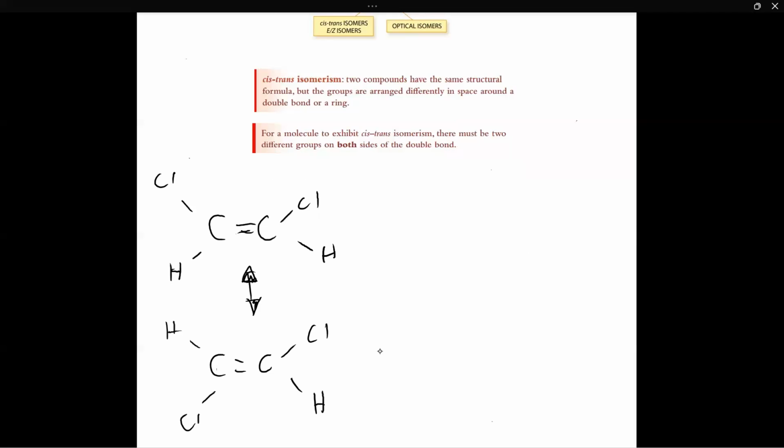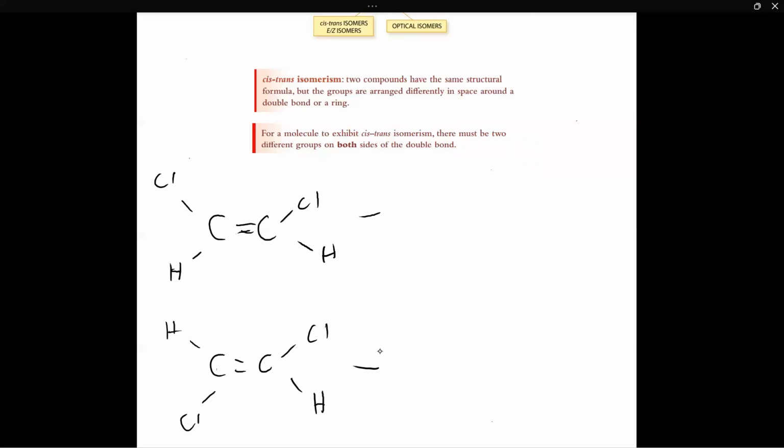Now, let's move on to the second requirement. The second requirement states that in order for a molecule to exhibit cis-trans isomerism, there must be two different groups on both sides of the double bond. And before I get to this, I want you to first understand what cis-trans isomerism is. So if I showed you these two compounds, this and this, how would you label them as cis or trans?